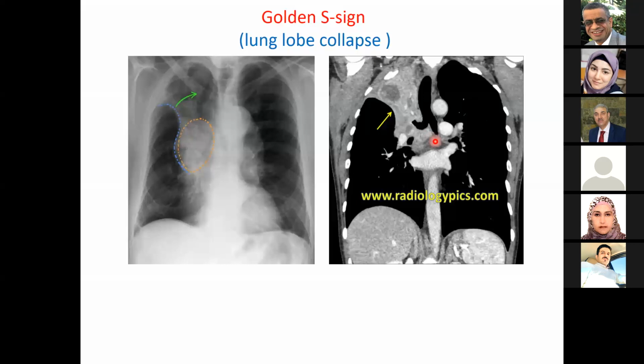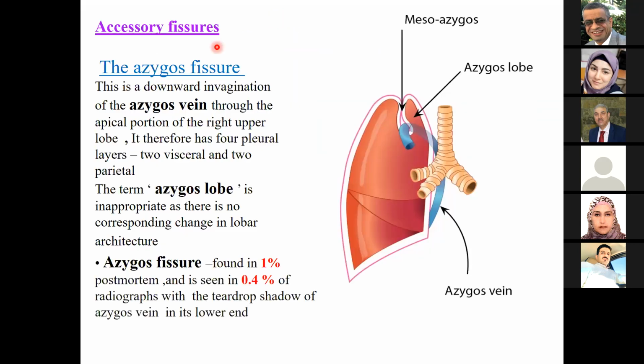Accessory fissures. Firstly, the azygous fissure. This is a downward invagination of the azygous vein through the apical portion of the right upper lobe. It therefore has 4 pleural layers, 2 visceral and 2 parietal. The term azygous lobe is inappropriate as there is no corresponding change in lobar architecture. Azygous fissure is found in 1% of postmortems and seen in 0.4% of radiographs, with teardrop shadowing of the azygous vein at its lower end.